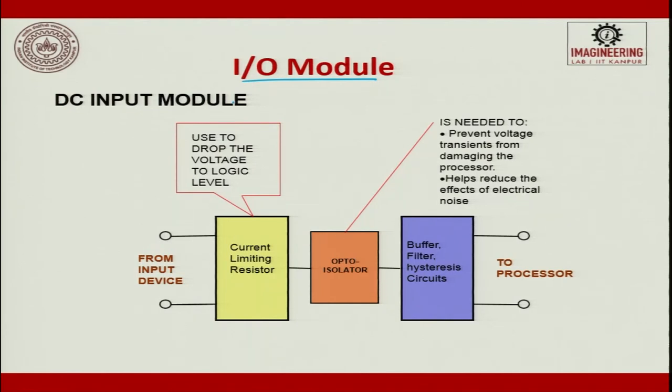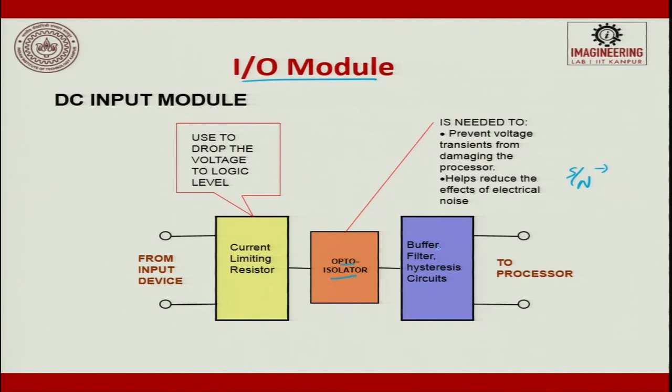You can have a DC input module, we are discussing DC today, you also have AC. So, for these inputs, a current limiting resistor is used to drop the voltage to logic level. Then we have an opto isolator, which is needed to prevent voltage transients from damaging the processor. The opto isolator also helps to reduce the effect of electrical noise. Here you have to have perfectly controlled noise; you should not have any noise along with the signal. If the S by N ratio is not so great, then what will happen? The PLC immediately activates or deactivates the sensor and this might lead to malfunctioning. So, we have to make sure that the conditioning of the signal which comes into the processor is controlled. This helps reduce the effect of electrical noise, which is done by the opto isolator.